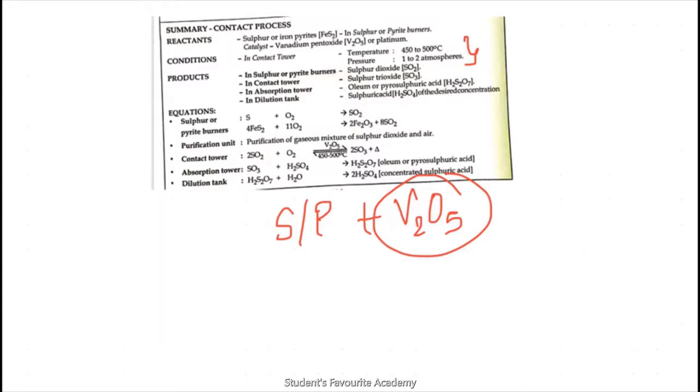Then what is the product that I am getting, children? The product is sulfur dioxide in the pyrite burner. In the contact tower I am getting sulfur trioxide. In the absorption tank I am getting pyrosulfuric acid, which is also called oleum, and in the dilution tank I am getting the final product, that is my sulfuric acid. And these are the equations that are involved, which we have discussed already. Alright, so this is the summary of the contact process.